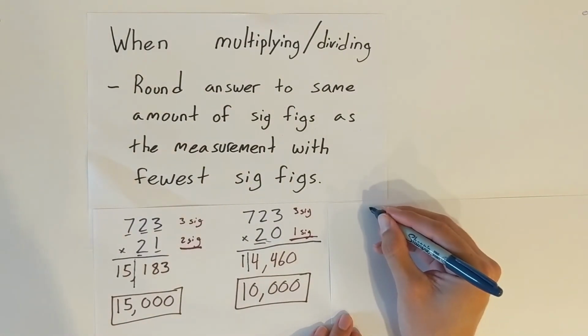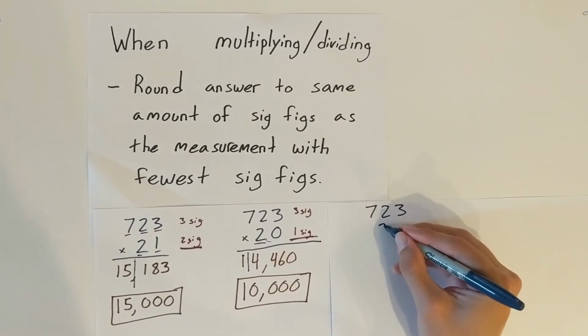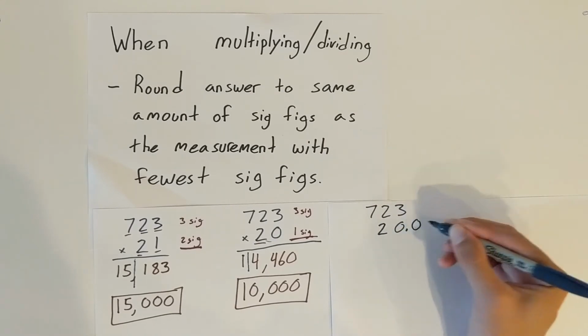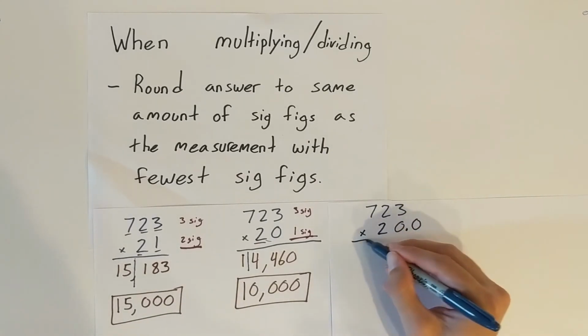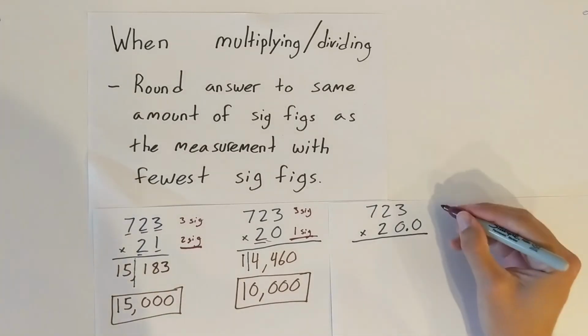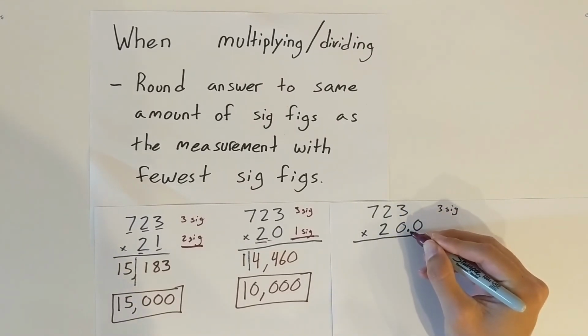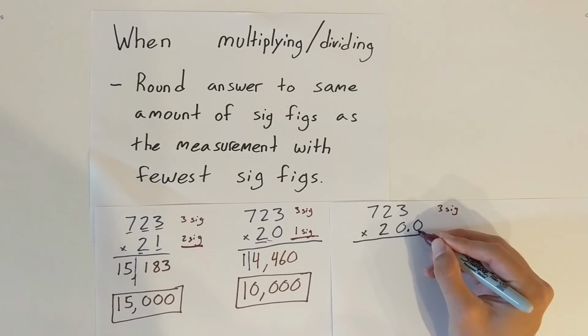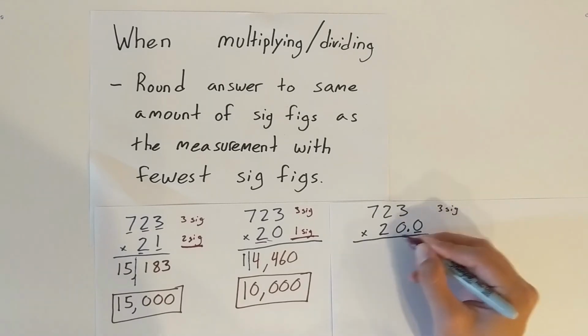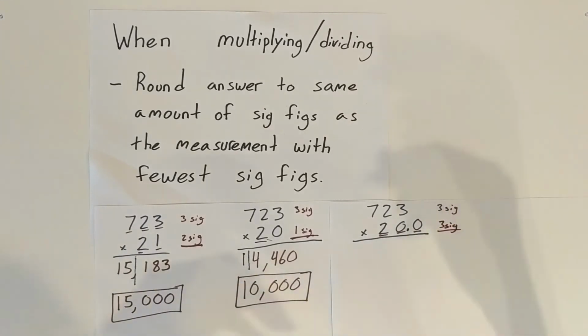So again, I'm going to pick 723, and this time we're going to measure that 20 with a tool that is more precise, which will allow us to have a more precise answer when we're done multiplying. So again, 3 sig figs here for 723. For this one, remember, if it's after the decimal, that is a significant figure now. So this one has 3 significant figures. So we are going to round it to the nearest 3 significant figures.